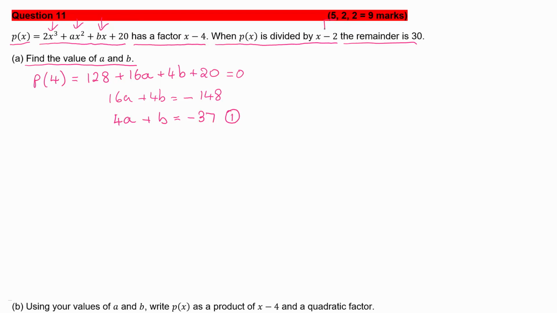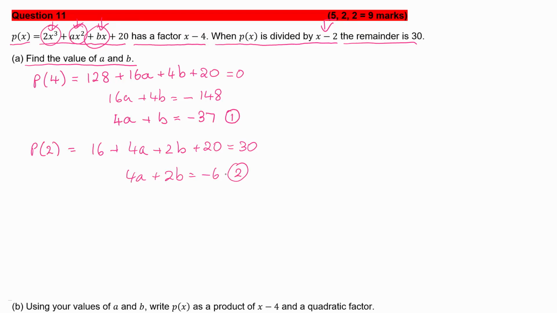Now let's deal with the remainder when we divide by x minus 2. So for that we need p of 2. So 2 times 2 cubed is going to be 16. Then we'll get 4 a's, 2 b's, and 20. That's going to be equal to 30, giving me that 4a plus 2b is equal to negative 6. Let's call that equation 2.